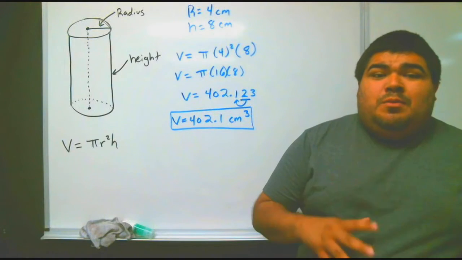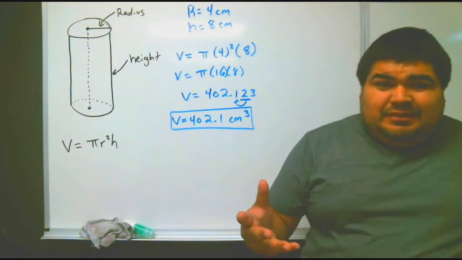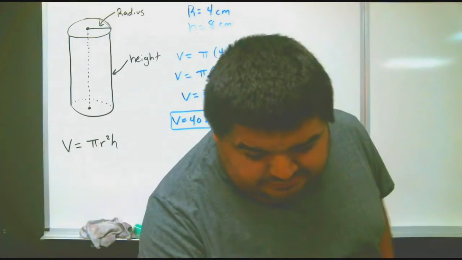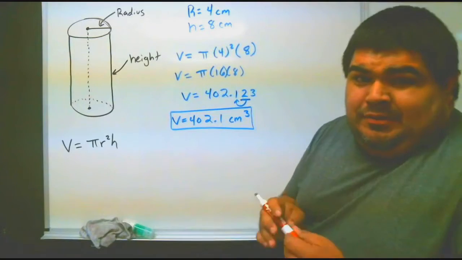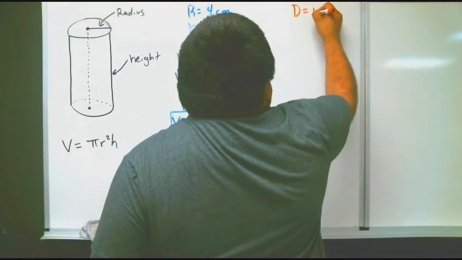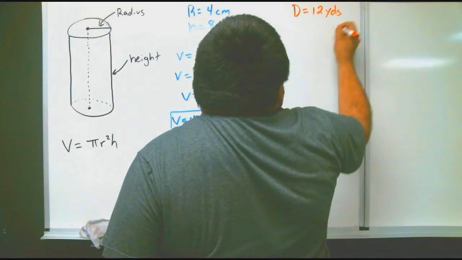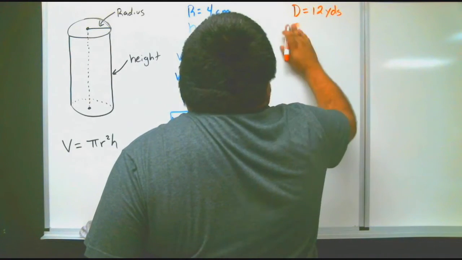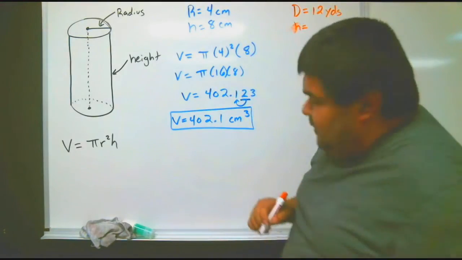All right, let's do one more, just a little recap, so you guys can get the hang of it. This time our cylinder is going to have a diameter of 12 yards, and it has a height of 14 yards.